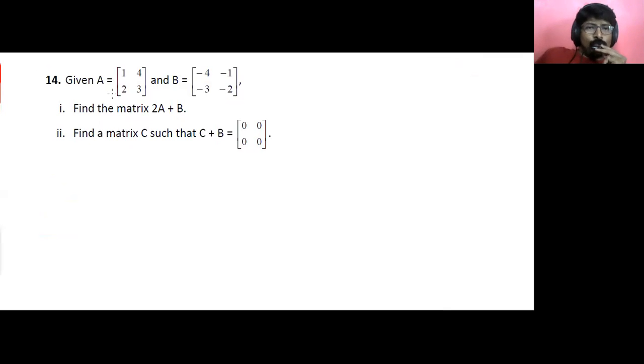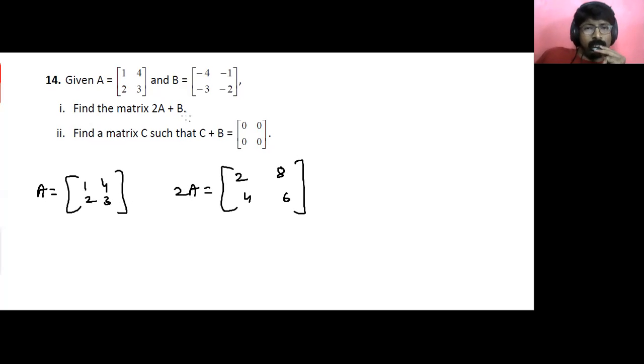So what will happen? 2A plus B. Matrix A is given as 1, 4, 2, 3. So matrix 2A will become 2 into the matrix: 2 into 1, 2. 2 into 4, 8. 2 into 2, 4. 2 into 3, 6. So that is matrix 2A. And plus B. What is this matrix B? Matrix B is given as minus 4, minus 1, minus 3, minus 2.